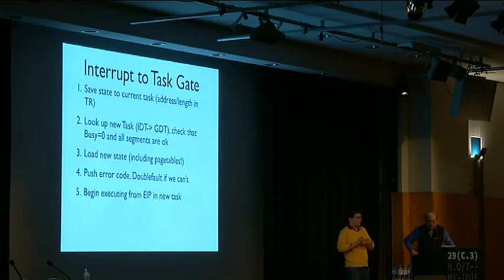Then it loads all of the new state atomically. At this point, it can no longer return. Whatever happens thereafter happens in the new task. If there's another fault, it needs to finish this task switch as much as possible and then resume the error handling thereafter. That's how we can chain the faults together. And then it pushes the error code. If it can't do that, it dispatches a double fault immediately afterwards and doesn't change the stack pointer. If not, it goes to a new EIP.